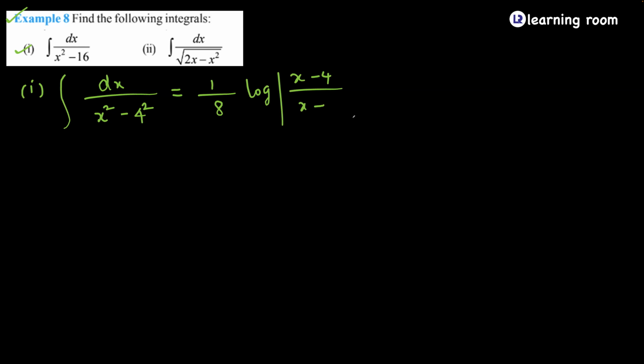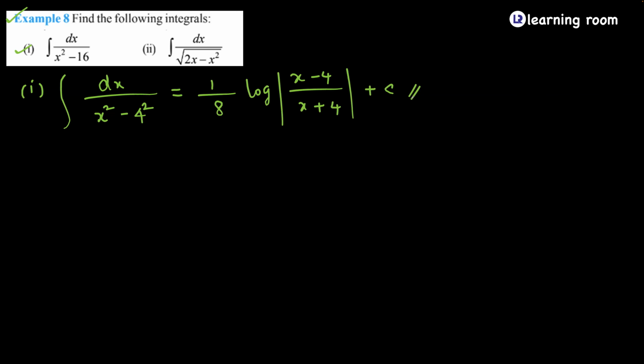So for the first one, it is going to be integral of dx divided by x square minus, can I write this as 4 square? So this is looking like the form x square minus a square. Right. So what is the formula for integral of 1 by x square minus a square? 1 by 2a into log of mod x minus a by x plus a. A is 4, so 2 into 4 is 8. Log of mod x minus 4 divided by x plus 4 plus c. Right? So that's the answer.